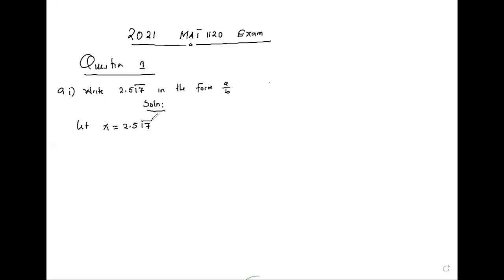What next? You want to put the like terms together. The numbers that do not have a bar on top, you put them together. Now, how do you move a number across the point? You use the zeros to multiply. So in this case, you count how many numbers are not under the bar and yet are after the decimal point. We only have one, that is 5. So we have to multiply this whole equation by 10. So we have 10x is equal to 25.17 bar.